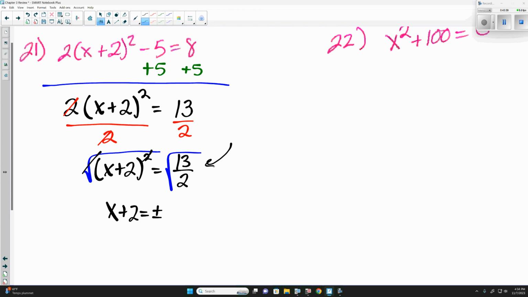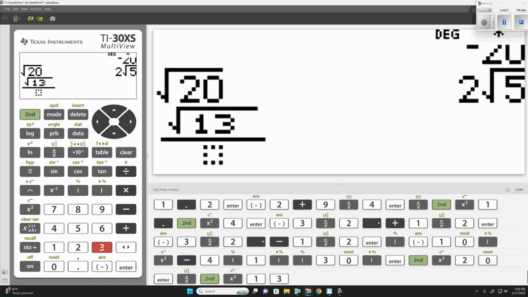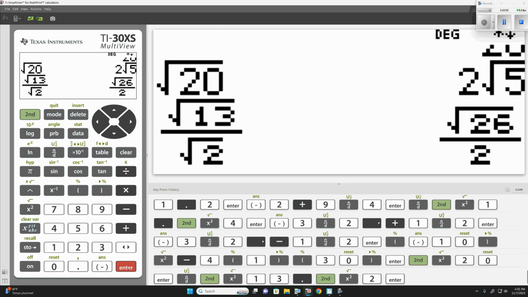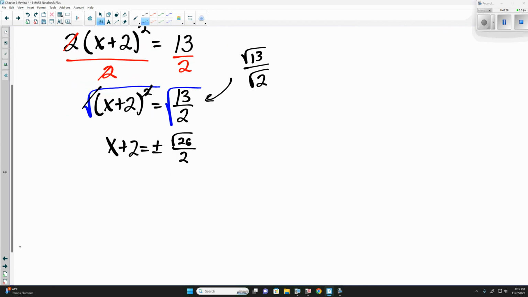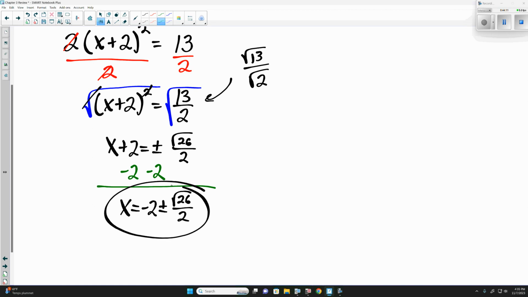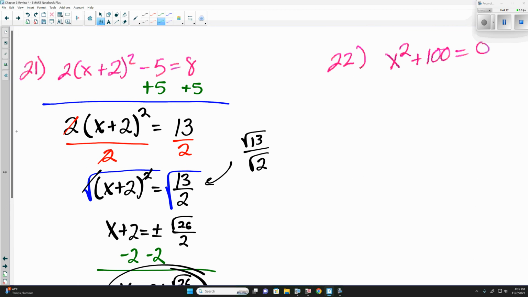Now to simplify our square root of 13 halves, we'll take the square root of 13 over the square root of 2. Square root of 13 over square root of 2 is square root of 26 over 2. And we get this here. Last but not least, we need to get x by itself, so we would subtract 2 from both sides, telling us x is equal to negative 2 plus or minus the square root of 26 over 2. That is our final answer, and since it is an irrational answer, that is why we were not able to graph it.